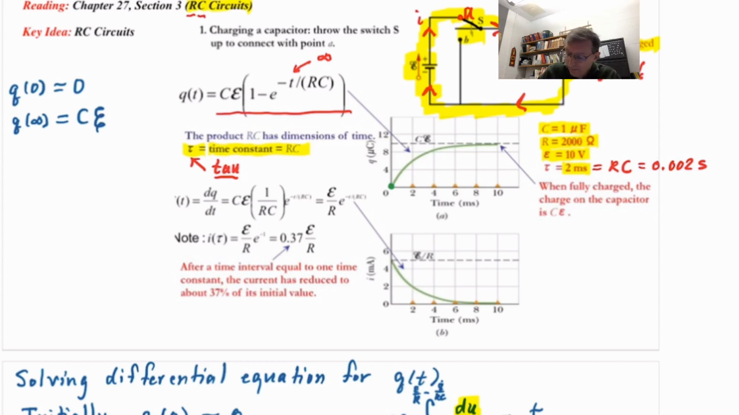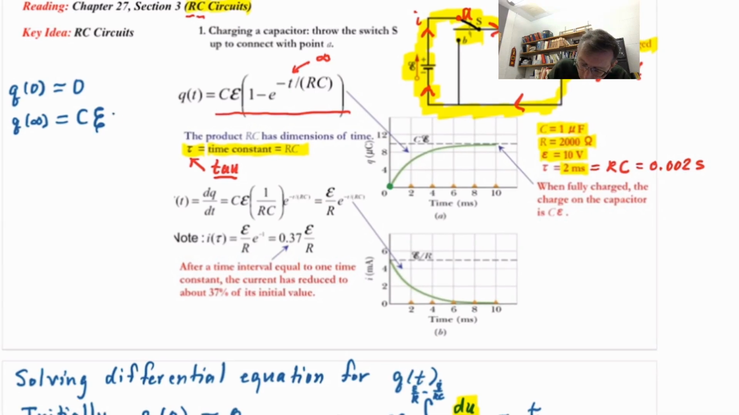which is the thing that's charging it to begin with. Okay? And C times E, for the numbers we're given here, is 10 microcoulombs. And so you see an asymptotic line dashed here at 10 microcoulombs, which is the value of C times E. And then the curve just smoothly grows from 0 and asymptotically approaches C times E.